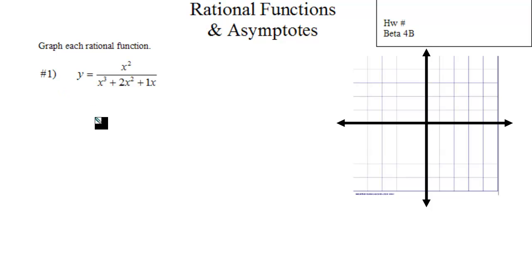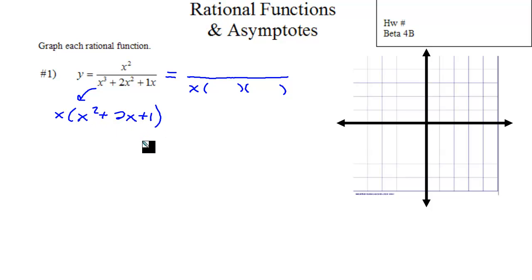To graph the rational function here, you need to find the asymptotes. First, you're going to want to factor the denominator. The GCF here is x. Once you factor the x out, you're left with x squared plus 2x plus 1. You need two things that multiply to give you 1 and the same two things that add to give you 2. This is a perfect square trinomial, which means that it factors into an x plus 1 quantity squared.